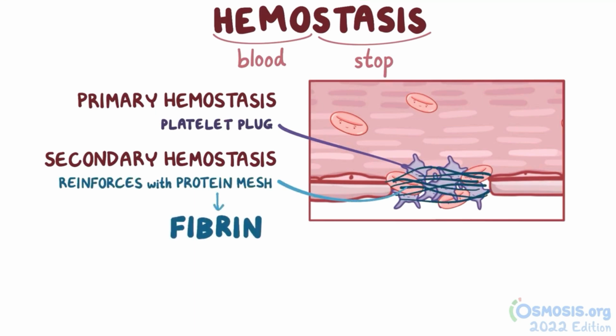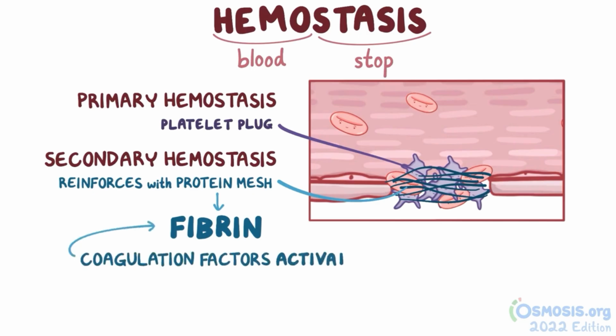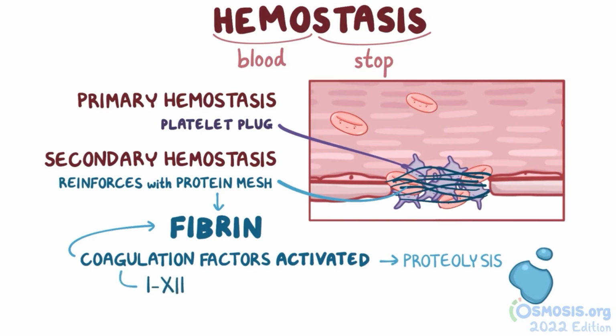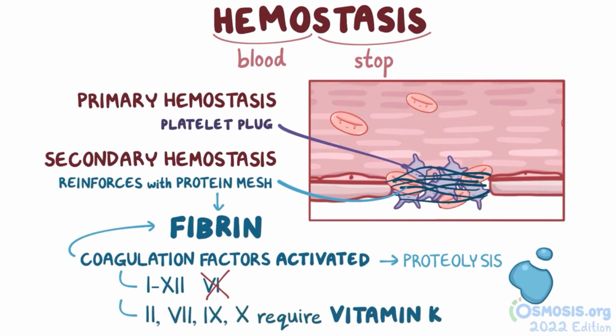To get to fibrin, a set of coagulation factors, each of which are enzymes, need to be activated. These enzymes are activated via a process called proteolysis, which is where a portion of the protein is clipped off. In total, there are 12 coagulation factors numbered factors 1 to 12, but there's no factor 6. Most of these factors are produced by liver cells, and it turns out that producing coagulation factors 2, 7, 9, and 10 requires an enzyme that uses vitamin K.